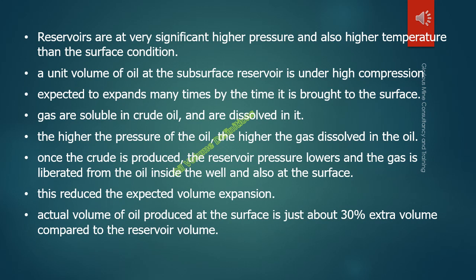Crude oil contains dissolved petroleum gas. The higher the pressure of the oil, the higher the volume of gas dissolved in the oil. Once the crude is produced, the pressure reduces and the gas comes out of the oil, right inside the well and also at the surface. This reduces the volume of oil produced. Therefore, the actual volume of oil produced at the surface is just about 30% extra volume compared to the reservoir volume. The gas liberated from the crude oil is tens or hundreds of times the corresponding reservoir oil volume.